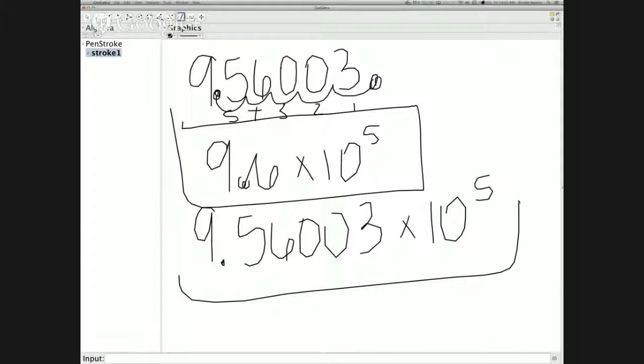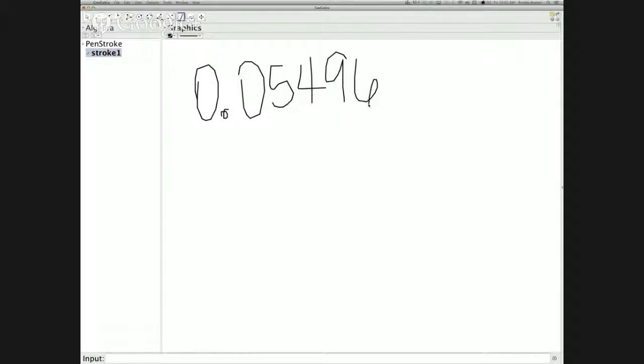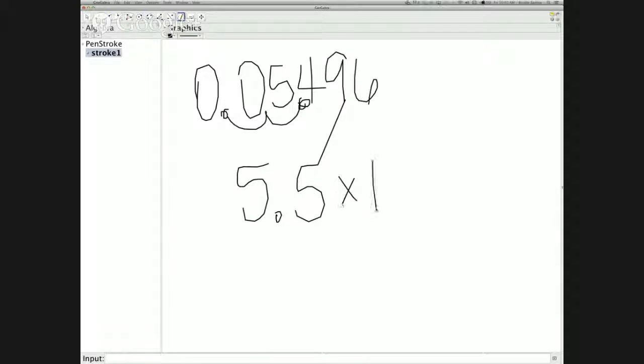Okay? And then the last one. My decimal points don't like me today. 0, 5, 4, 9, 6. I want my decimal point to be here, so that means I have to move it once, twice. And so that's 5 point. Again, if I'm rounding, I look at that. That's above a 5. That goes up to a 5. 5.5 times 10 to the, I only had to move it twice, but I had to move it in the negative direction. That's negative 2. Okay?